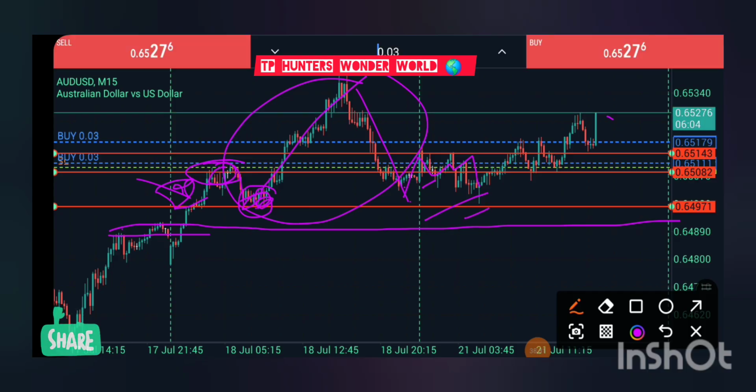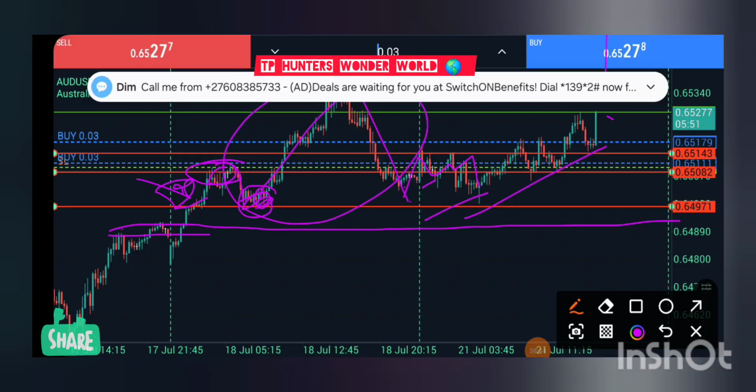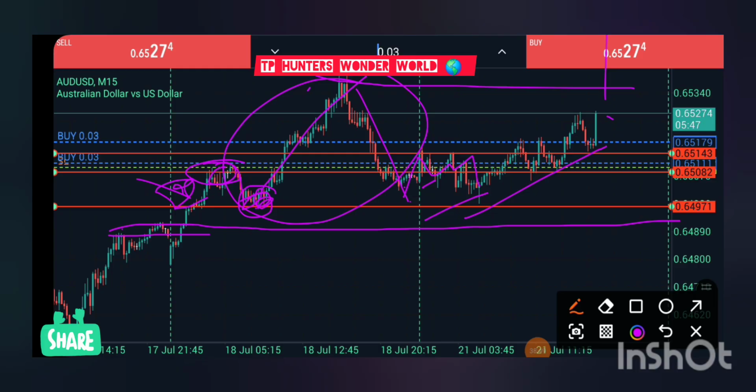It's going up. It may happen that price will break this level to create a higher high so that it can trap the retail traders, and at the end it has to come back to retest this level.